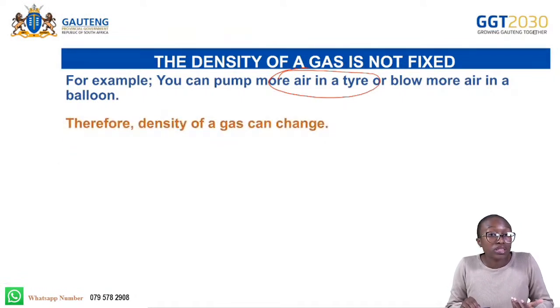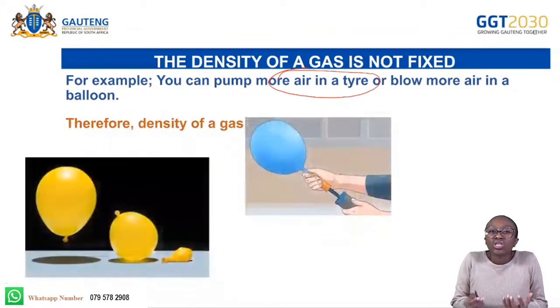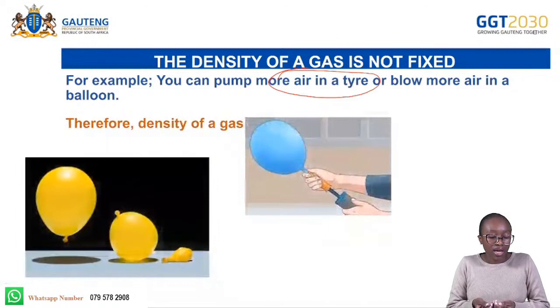So therefore, the density can change. Introducing more particles changes which physical property? It changes the mass. And you can change the density of a gas by adding more particles. You can blow more particles into a tire, and you can blow more particles into a balloon.